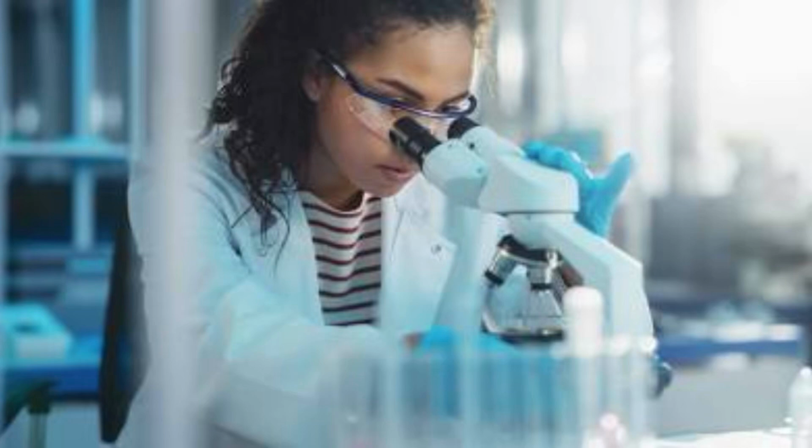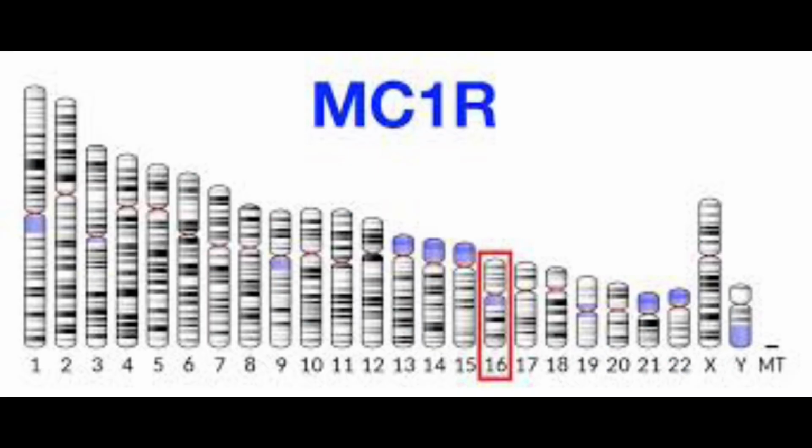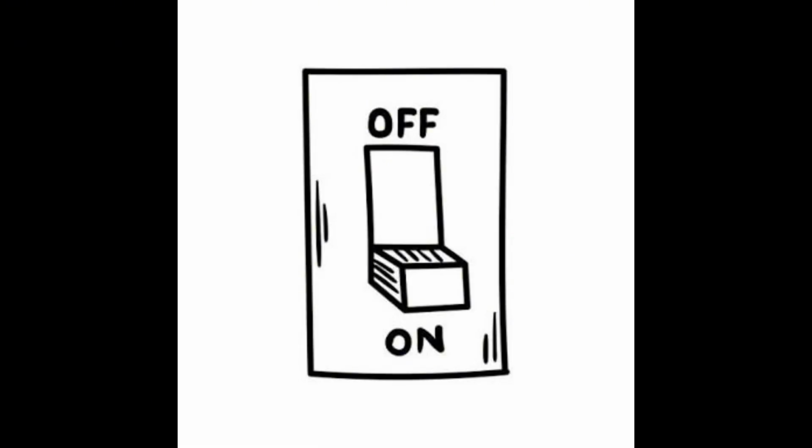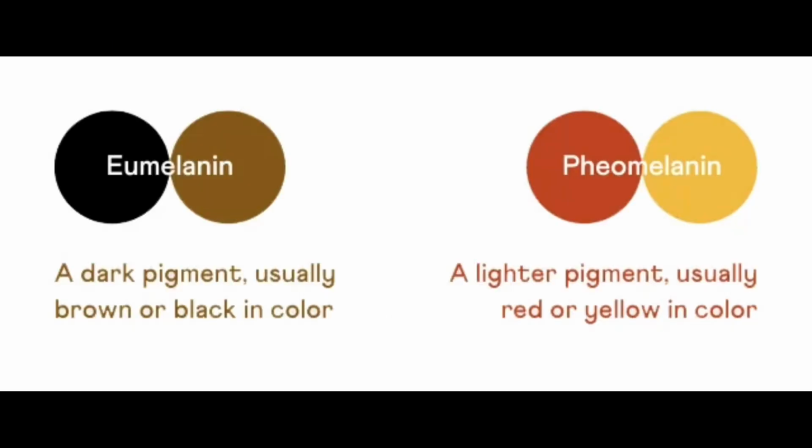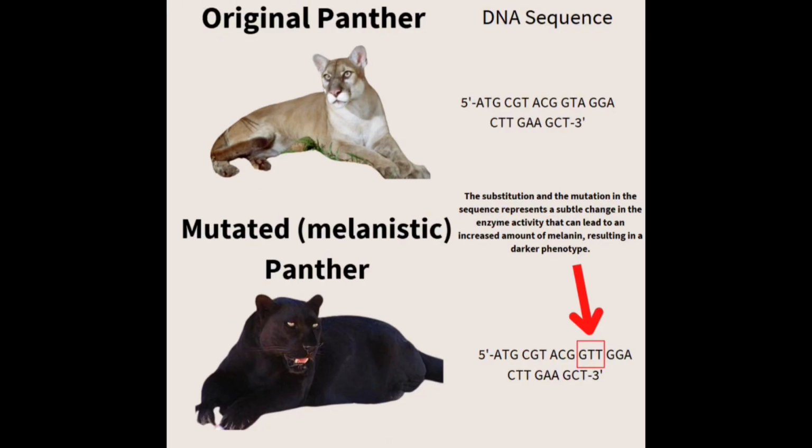Scientists have discovered that one key player in this process is the MC1R gene, short for melanocortin-1 receptor. This gene acts like a switch, controlling the balance between 2 types of melanin: eumelanin, which produces black or brown pigmentation, and pheomelanin, which results in a red or yellow pigmentation. In a typical animal, the MC1R gene turns on and off as needed, regulating melanin production. However, in melanistic animals, a mutation in this gene causes it to stay permanently on, flooding the body with eumelanin, leading to characteristic dark pigmentation.